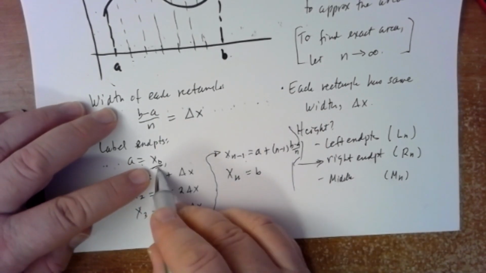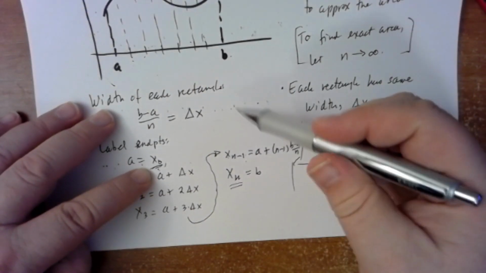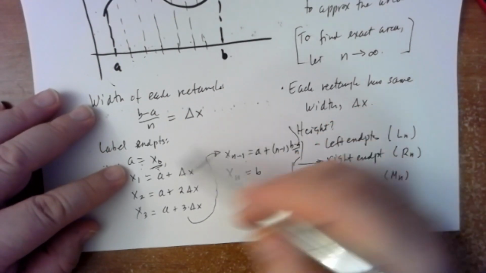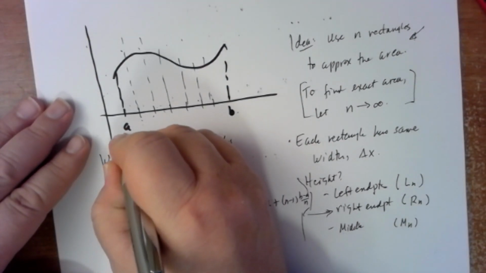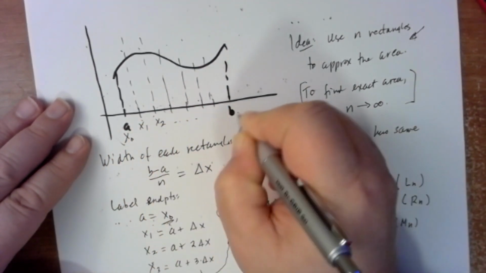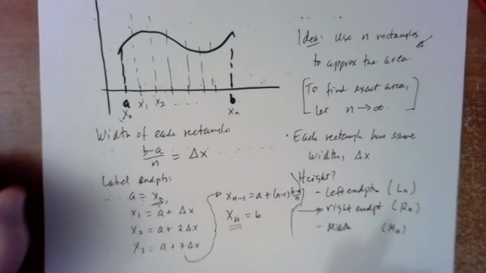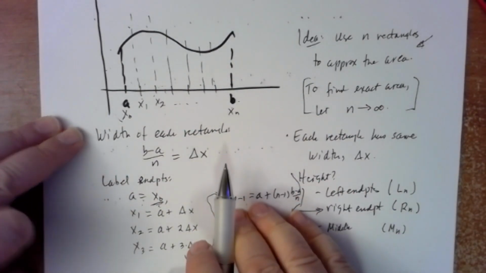And so you might notice how many data points we have here. We started with 0 and ended at x sub n. And so we actually have n plus 1 values of x here, right? Okay, and so those belong along the x-axis. So I'm calling that x0, x1, x2, and so on. And then b is x sub n. Good. All right, so that's just setting up our notation.